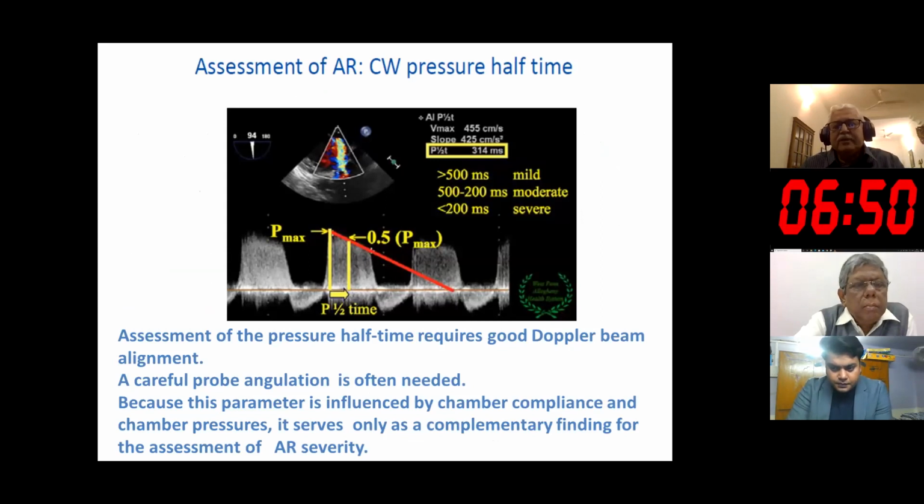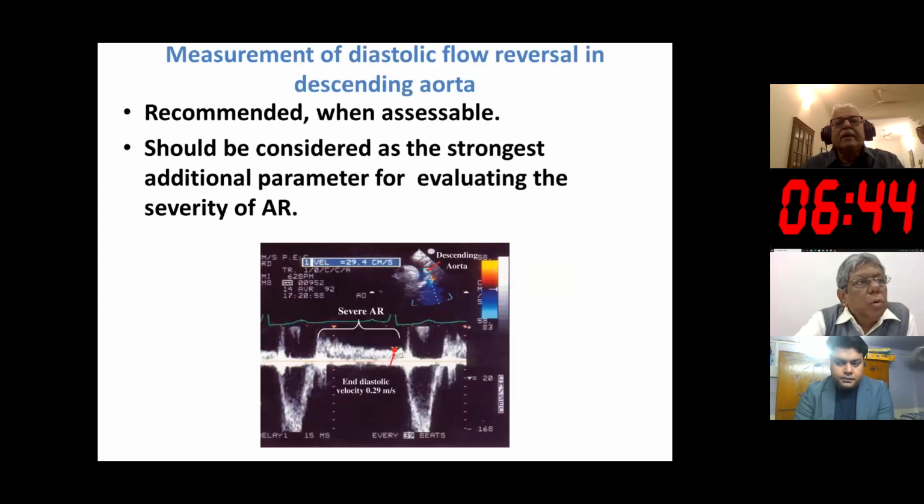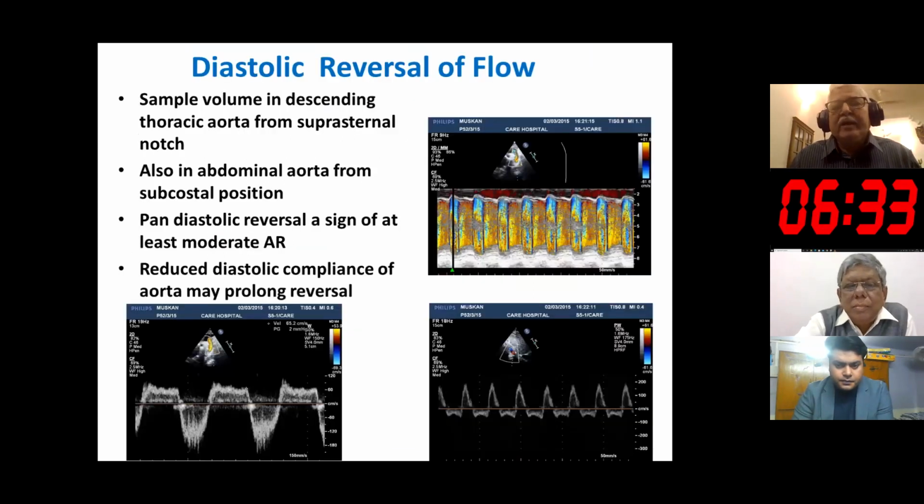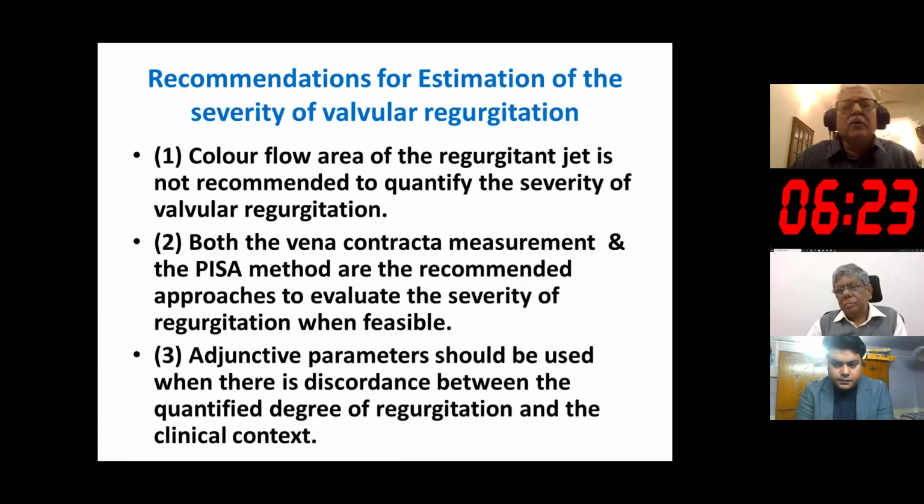Because this parameter is influenced by chamber compliance and chamber pressures, it serves only as a complementary finding for the assessment of severity. Measurement of diastolic flow reversal in the descending aorta is another method. It is very, very useful, and it is a very strong parameter for evaluating severity, as in this schematic diagram. This end diastolic velocity should be at least more than 20 centimeters per second for you to say that it's a holodiastolic aortic regurgitation.